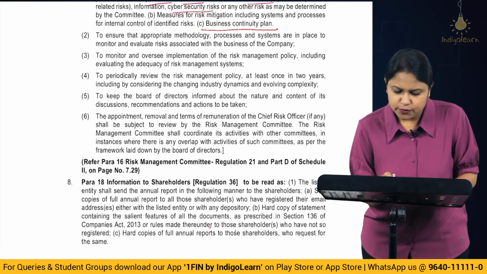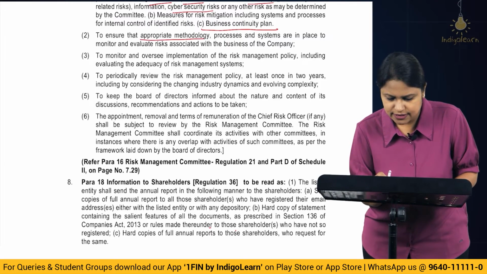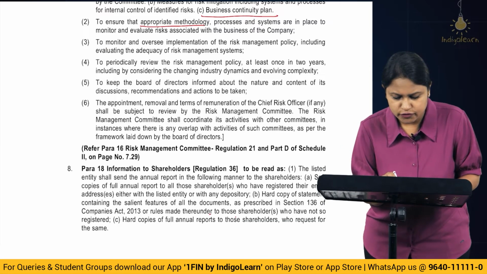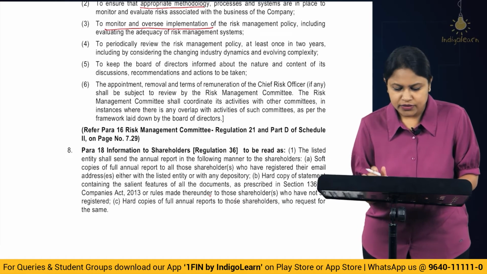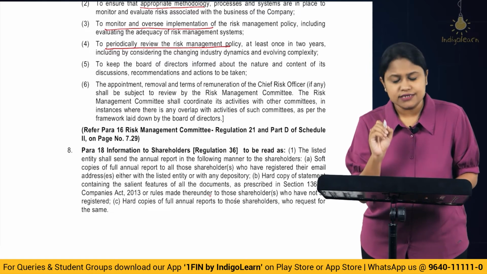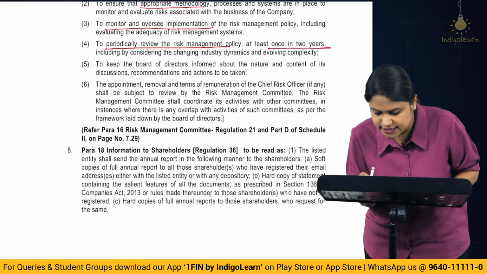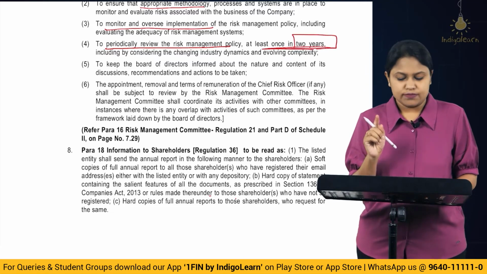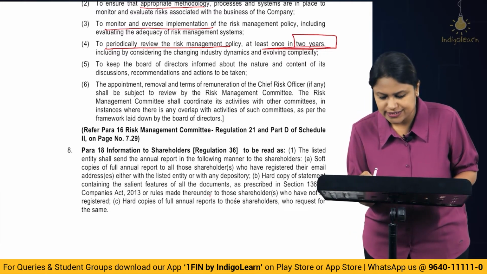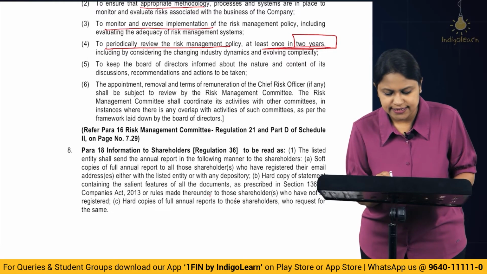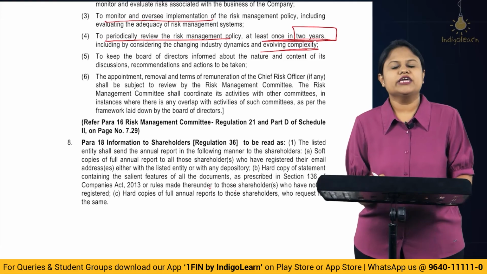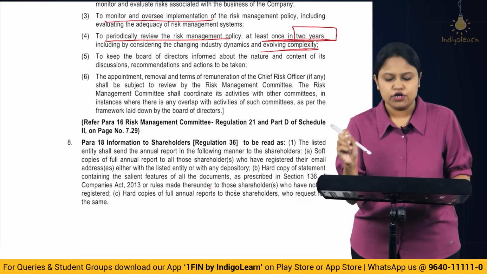Then to ensure appropriate methodology, that means the method for implementing it. Implementation alone will not be enough. You have to monitor and oversee the implementation as well. Periodical review of the risk management is very, very important. Please remember the timeline: at least once in 2 years, compulsorily. The board should compulsorily review the policies made at least once in 2 years, including by considering the changing industry dynamics and evolving complexity. So every 2 years there has to be a proper re-evaluation of the risk management policy.